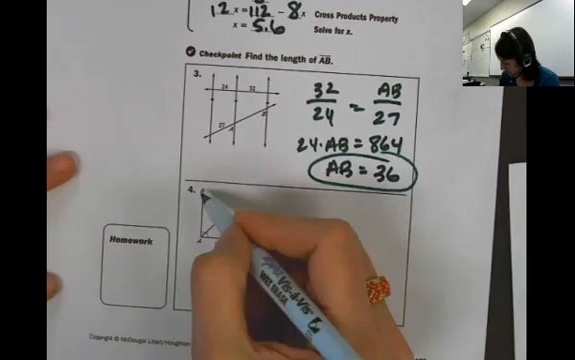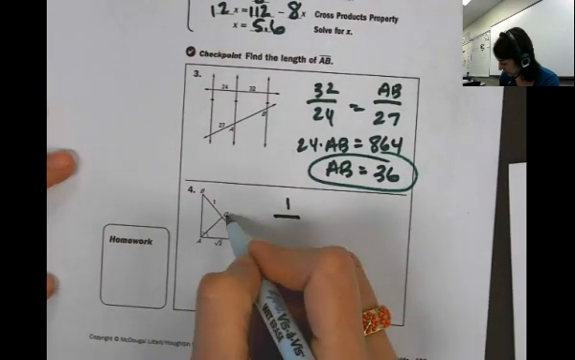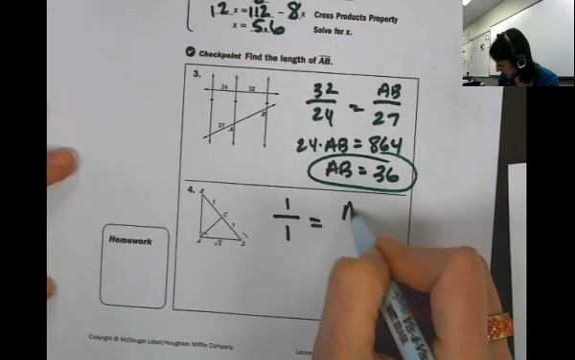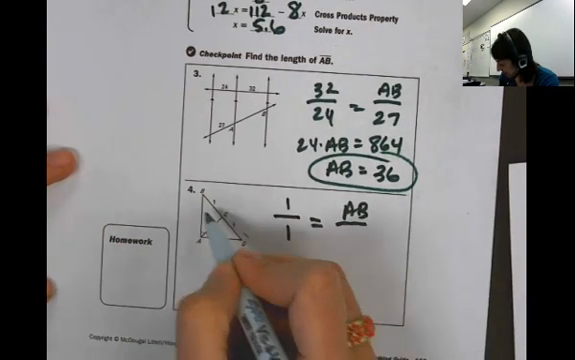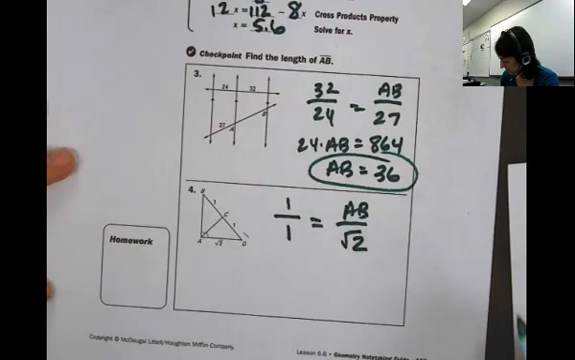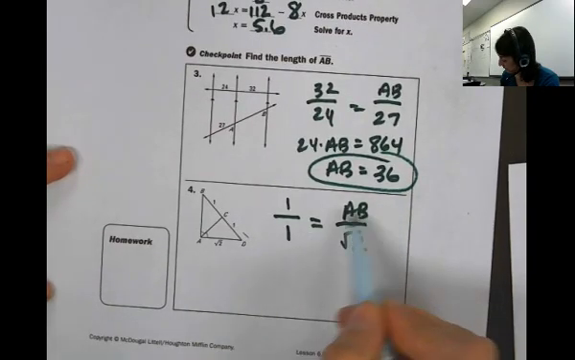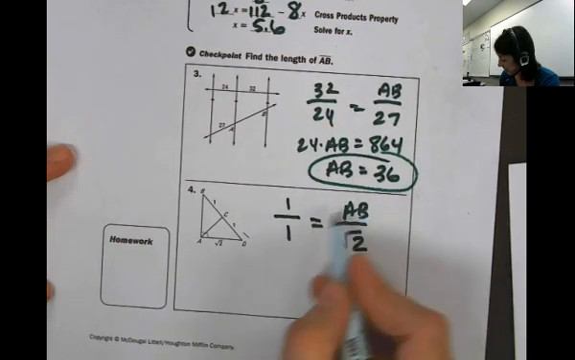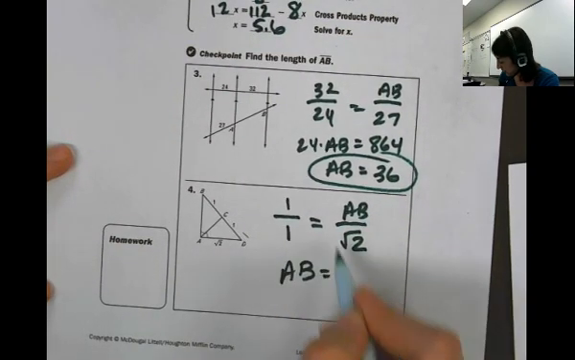And for this one, because we have that angle bisection, BC is to DC as AB, this is to this as this is to this. Okay, and you can, by cross products property, or even we see that they're the same, so we know AB will be the same, but AB equals radical 2.